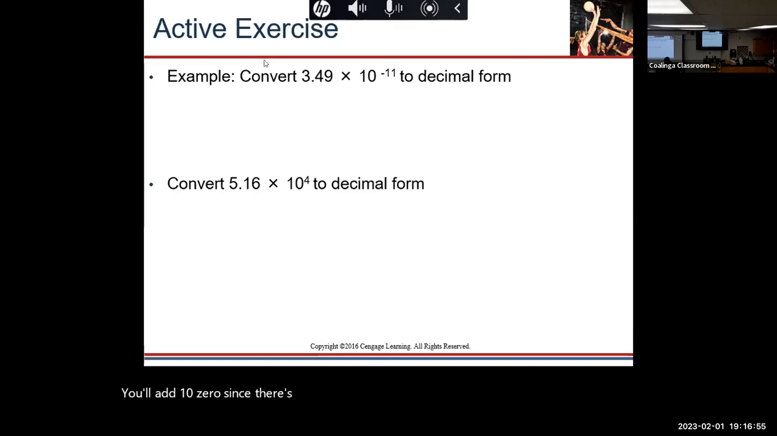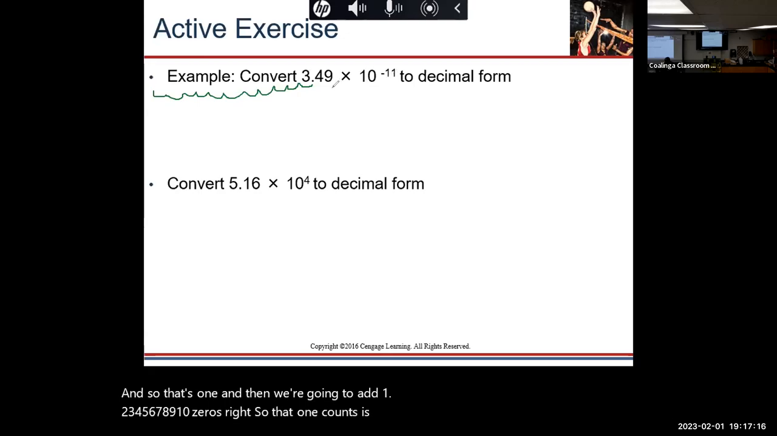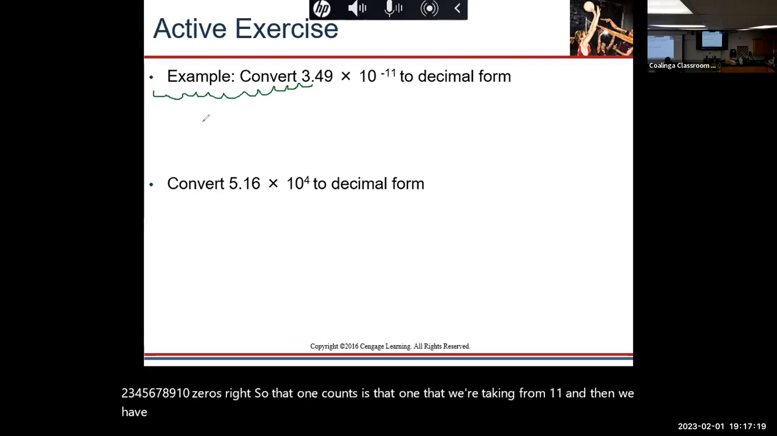Okay. So you're saying that we're going to be moving it in this direction here? Yes. And so that's 1. And then we're going to add 1, 2, 3, 4, 5, 6, 7, 8, 9, 10 zeros, right? Yes. So that 1 counts as the 1 that we're taking from 11. And then we have a whole bunch more zeros.